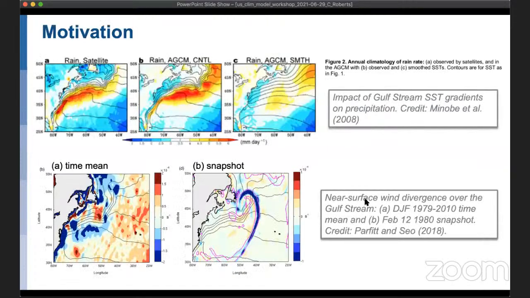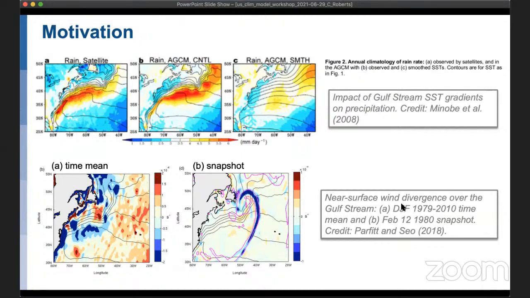So a few years ago, Minobe and others demonstrated that the Gulf Stream is associated with this pattern of near-surface wind convergence and upward motion that anchors this band of precipitation along the warm edge of the Gulf Stream. And they also showed that this response extends throughout the troposphere and can influence remote regions by forcing planetary waves.